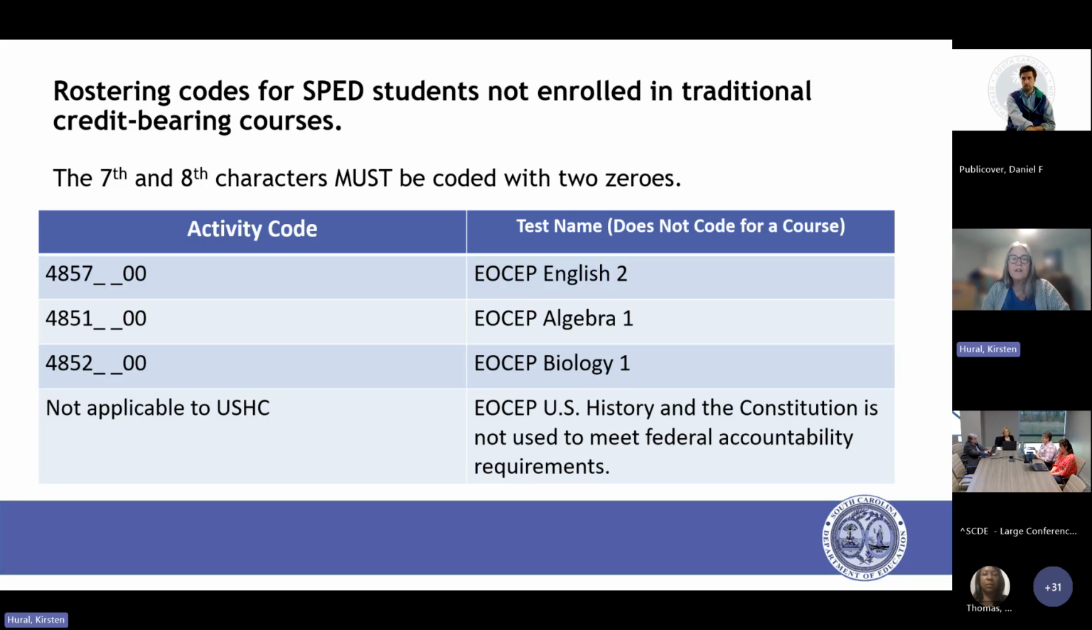And that's this: 4857 for English 2, 4851 for Algebra 1, and 4852 for Biology 1. At this time, it's not applicable to US history because social studies is not required by ESSA for federal accountability. These two blanks here and then the 00, the 7th and 8th characters of that code, must be coded with two zeros. I think you probably already know that normally the digits that go in there would award Carnegie unit credit, and these codes are not associated with a course that awards credit.